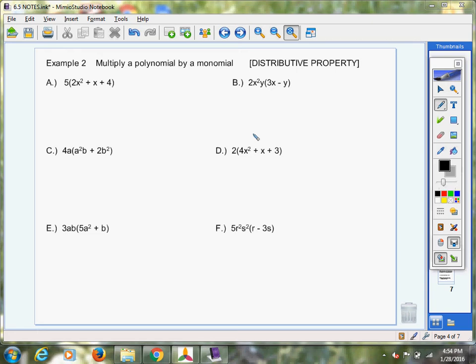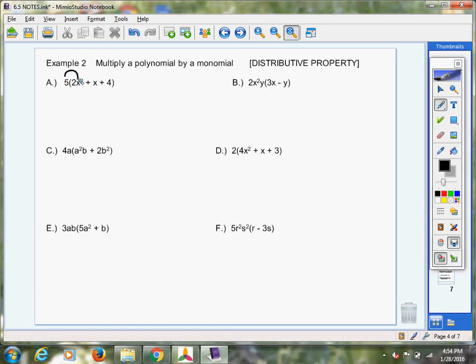We're back, 8th graders. We're in section 6.5. Now we're doing example 2. We just got done multiplying monomials together. Now I'm going to show you how to distribute a monomial to a polynomial. So let's start with letter A.